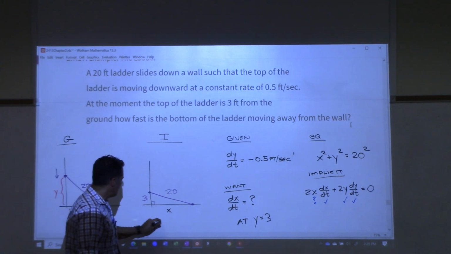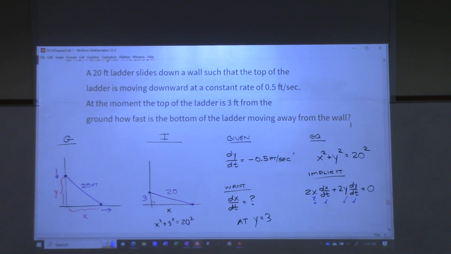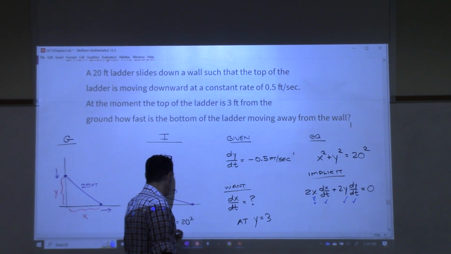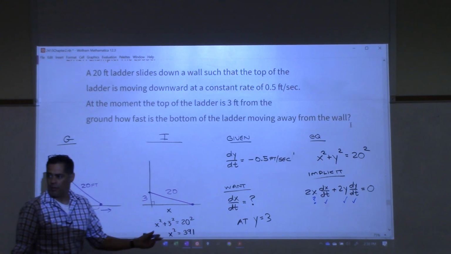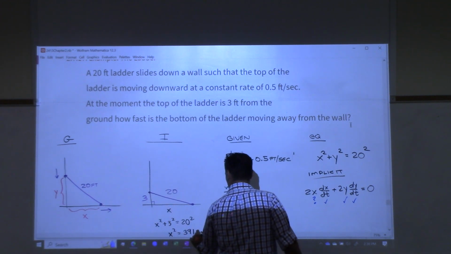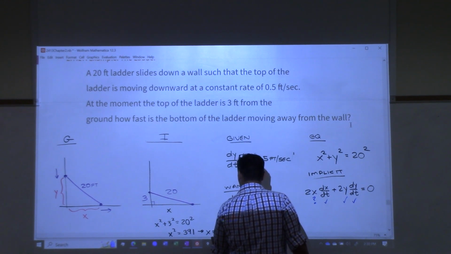So I know x squared plus 3 squared is, sorry, 20 squared. So 400 on the right side, 400 minus 9, 391. x squared is 391. And then you can take the square root on both sides. 19.7? Is that what you said? Okay, so x is about 19.7-ish.